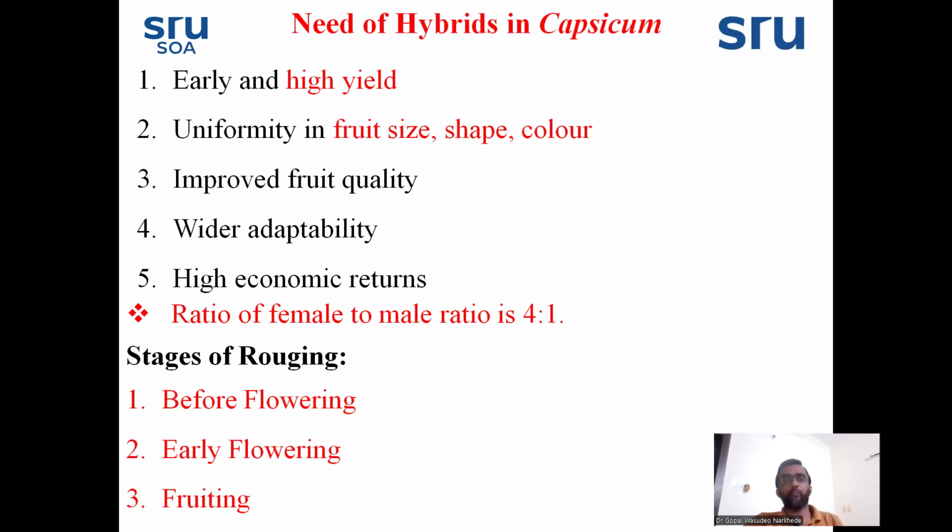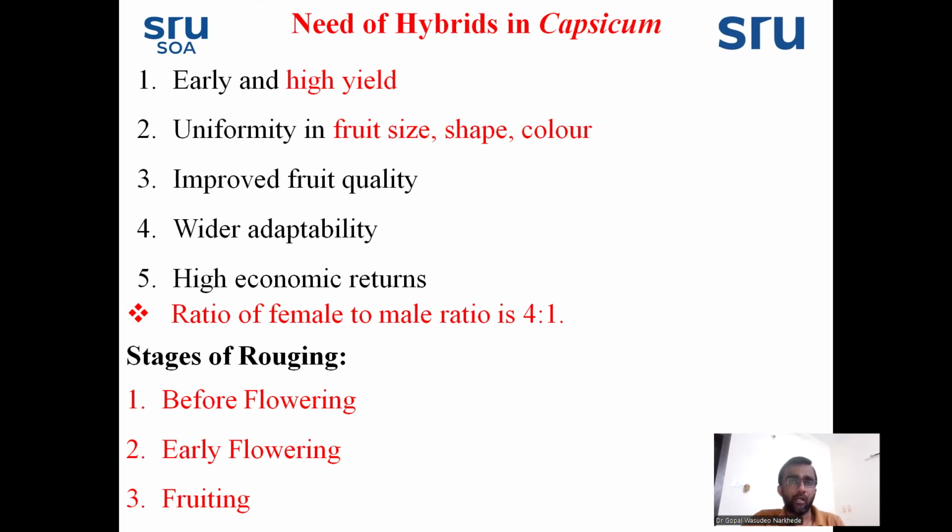So now the most important question arises: why is there a need to develop or breed hybrids in capsicum? What is the need? First, we need some cultivars or hybrids or progenies with earliness and high yield. Then, as I have already told you, there should be uniformity in fruit size, shape, and color.